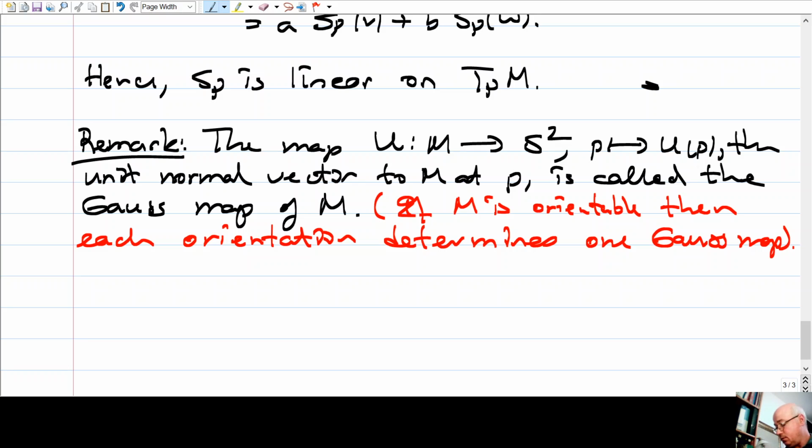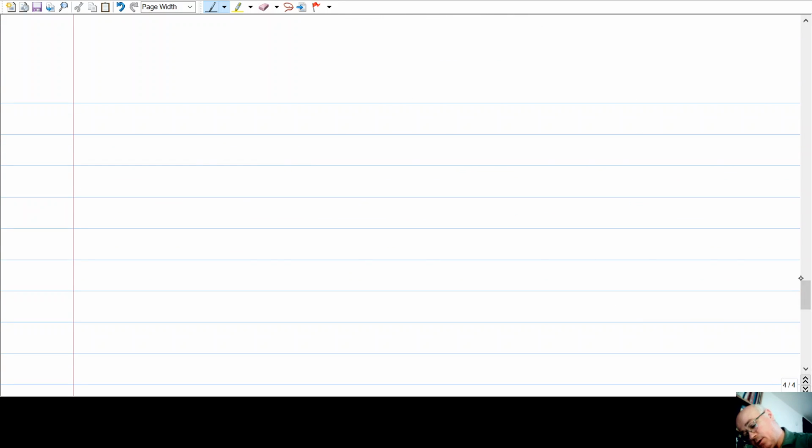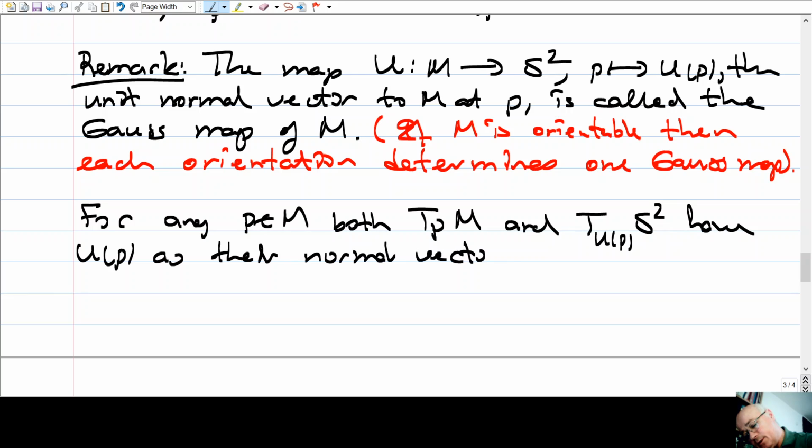And also note the following. For any point in M, both T_P M and the tangent space to the sphere at the point U_P have U_P as their normal vector, and hence they are parallel.